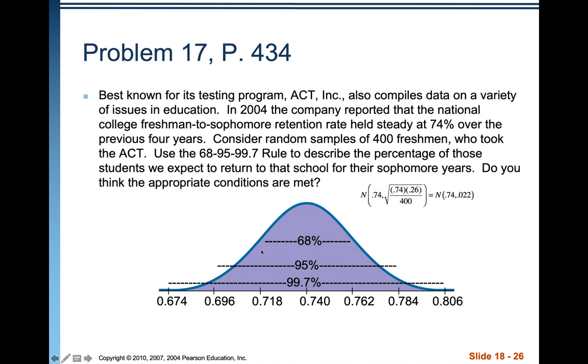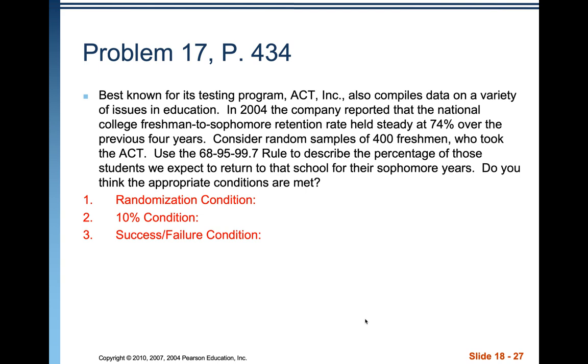All right, so we expect 68% of all retention rates to be between 0.718 and 0.762, 95% to be between 0.696 and 0.784, and approximately 99.7% to be between 0.674 and 0.806. Let's see if the conditions are met. Let's check the randomization condition.